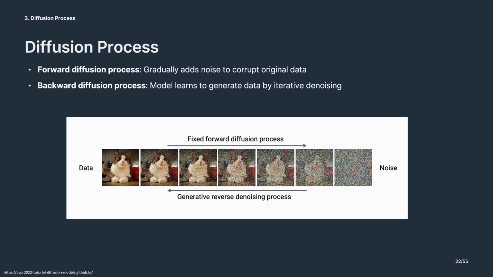In the forward process, we gradually add noise to this image step by step until it turns into complete noise. Then, in the backward process, the model is trained to reverse this, denoising it one step at a time, eventually reconstructing the original cat image.